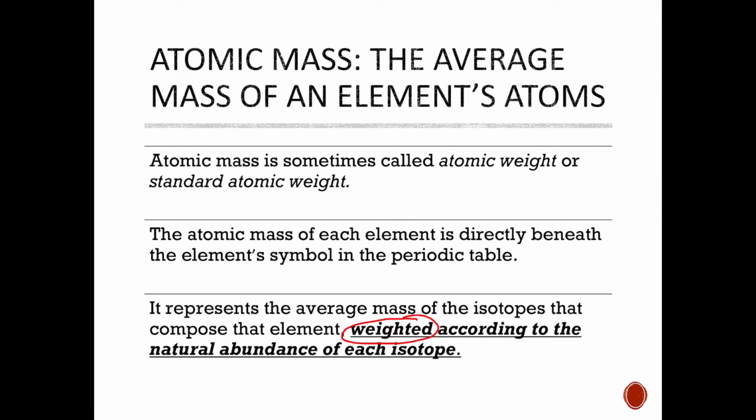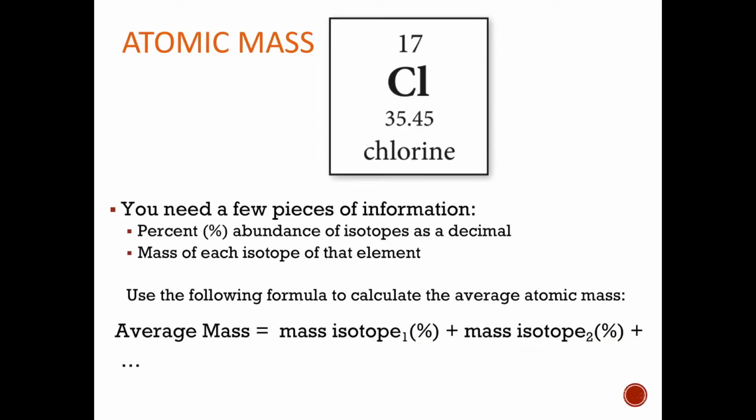Okay, so this is a weighted average. The average atomic mass represents the average mass of the isotopes that compose the element, weighted according to the natural abundance of each isotope. So, like this one, you see that this is not a whole number. We talked about last time that this is the atomic mass, which is not a whole number.